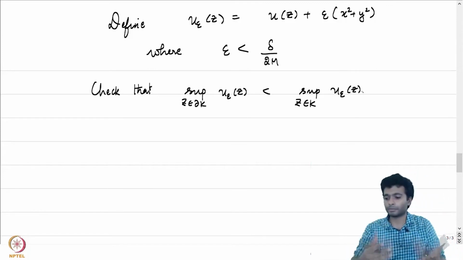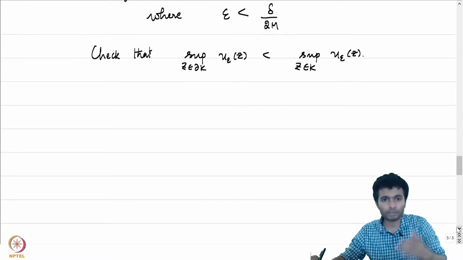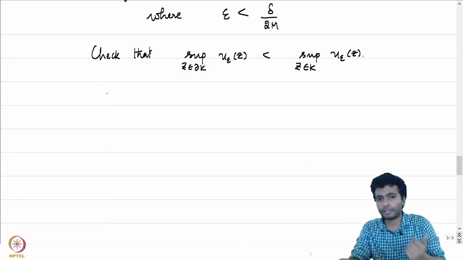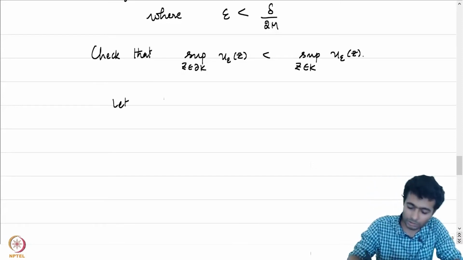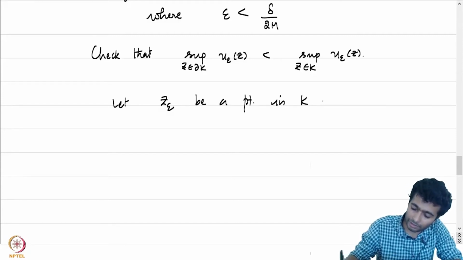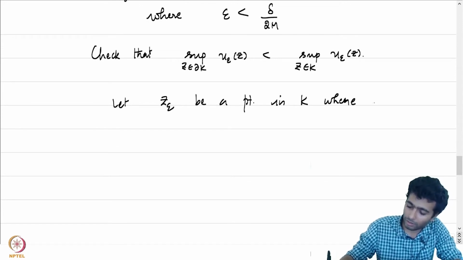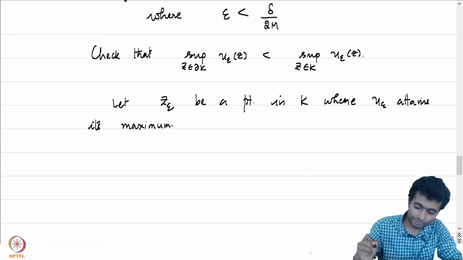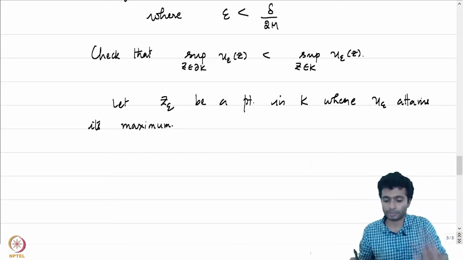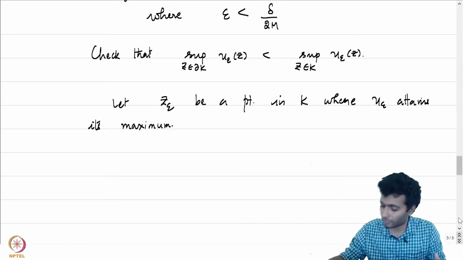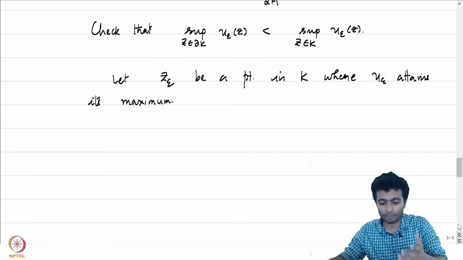Now we will use the same trick that we just noted above. There will be some point in the interior where the maximum is attained. So let z epsilon be a point in k where u epsilon attains its maximum. Notice that we have just tweaked u a bit. It continues to be a continuous function, and therefore there is a point where the maximum is attained. Again, we are invoking the same property that continuous functions on compact sets attain their maximum.